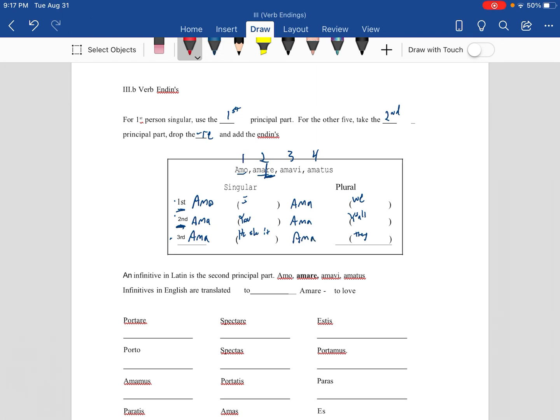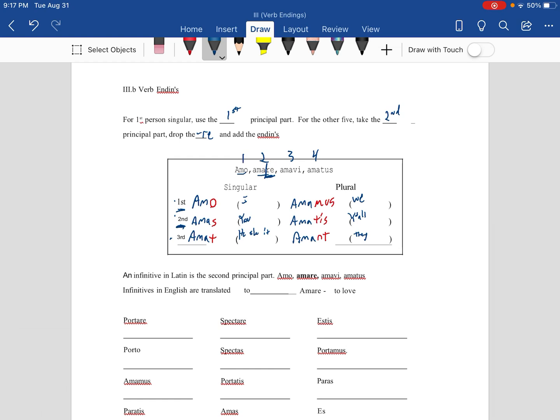Cool. Now the endings. Now I'm going to actually take out this guy and change these colors here for a reason. Alright, cool. So o, s, t, mus, tis, nt. Those are going to be the verb endings when we conjugate a verb.